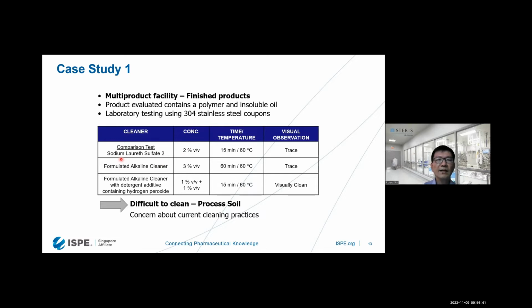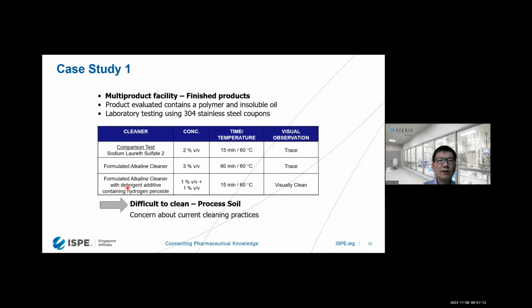If you're using sodium lauryl sulfate, this is one kind of cleaning detergent. If you use 2% concentration, 15 minutes, 60 degrees, there will be trace residues observed on the coupon after the cleaning. If you're using the formulated alkaline cleaner, formulated means there are surfactants and chelation agents added into the formulation, 3%, 60 minutes, 60 degrees, there are still some trace residues.